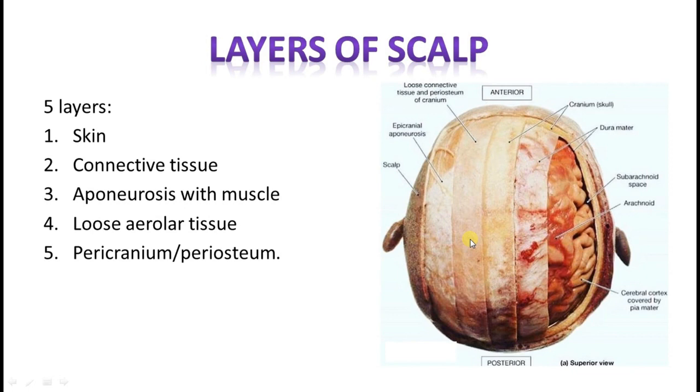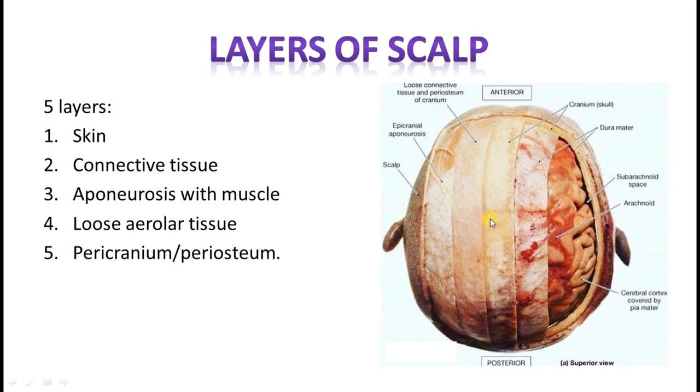Now it is very difficult to appreciate all these 5 layers, because when we actually reflect the skin, the first 3 layers come along with the skin itself. So the first 3 layers are very much adhered. That means that the connective tissue actually anchors the skin above and also the aponeurosis below. Okay. So that is the 5 layers of the scalp.